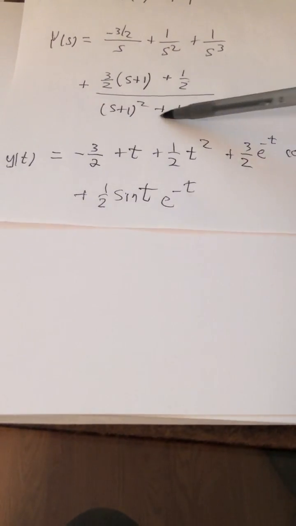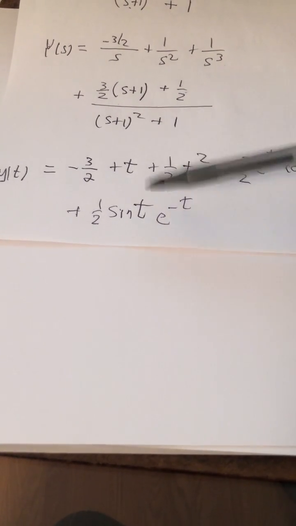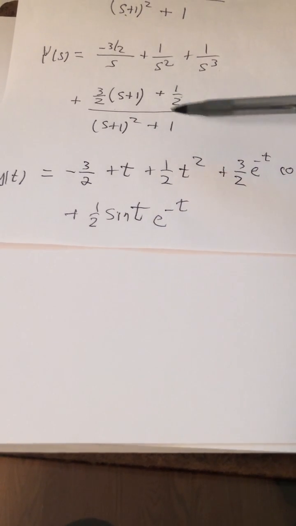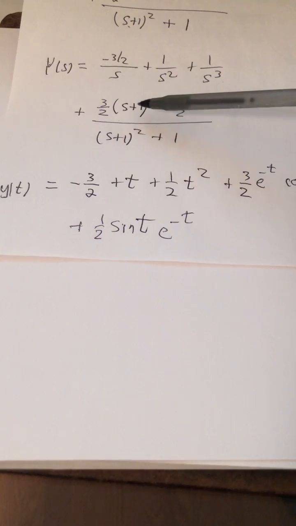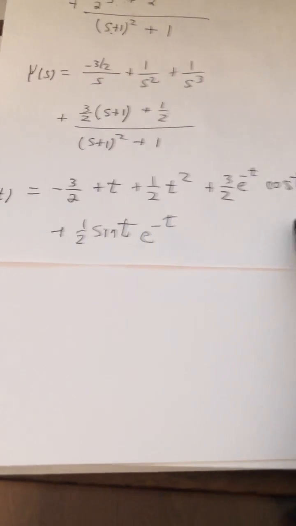Notice that we recognize this inverse transform as being in terms of cosine and sine, but we also have a shifting property because in place of s, we have s plus 1. That's where the e to the negative t comes from.